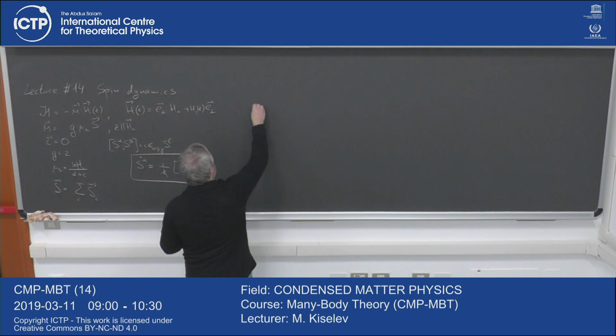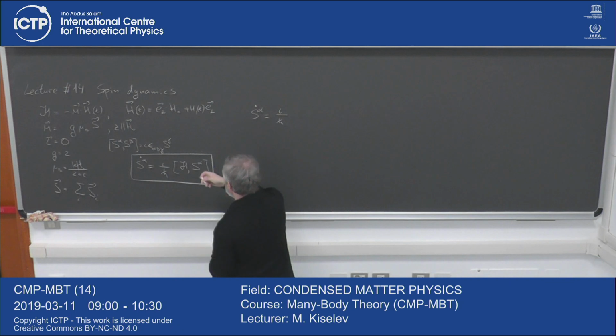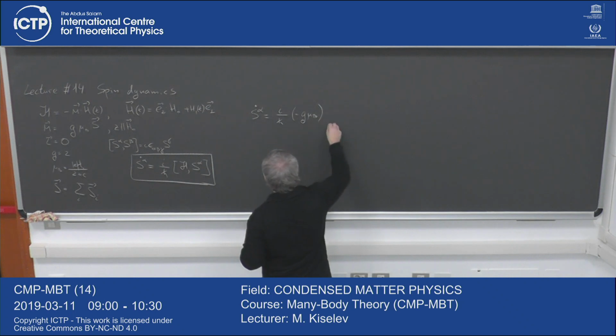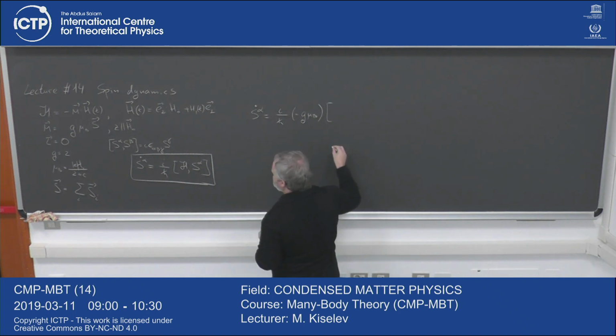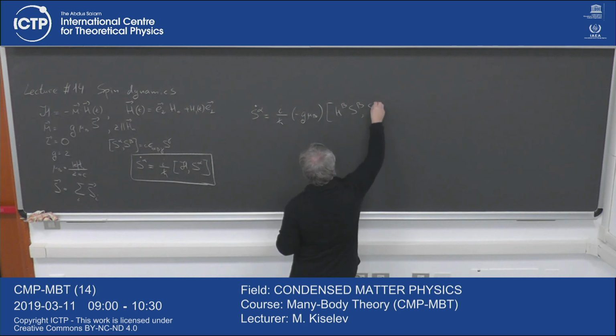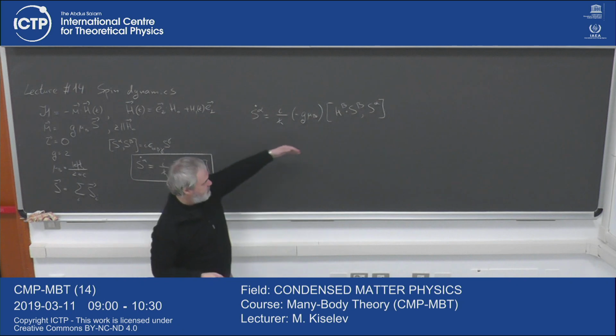Okay, S alpha dot is equal to i over h bar. There is a sign minus. There is the g mu Bohr factor here, and then there is a commutator of H beta S beta times S alpha. So this is a scalar product.